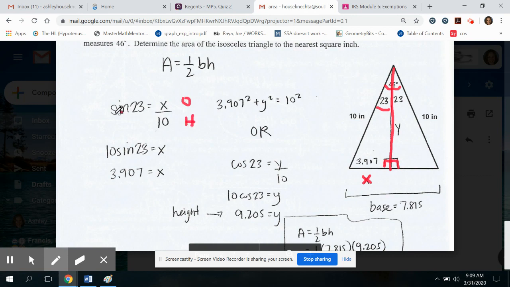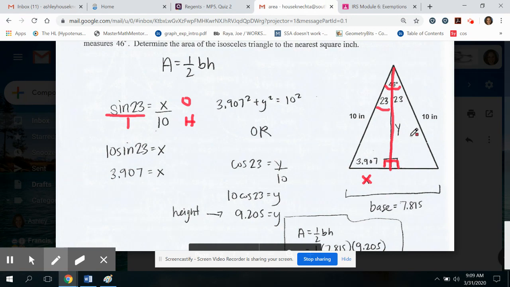And if you wanted to, you could put this over 1. And then when we cross multiply, I just multiply the 10 and sine 23 equals X. I didn't round to the nearest inch yet. So I just kept it in my calculator or wrote down 3 decimal places, or 2 decimal places would have been sufficient too. I need to be clear though that this is just part of my base. So I wrote down that if I doubled that number, my entire base would be 7.815.